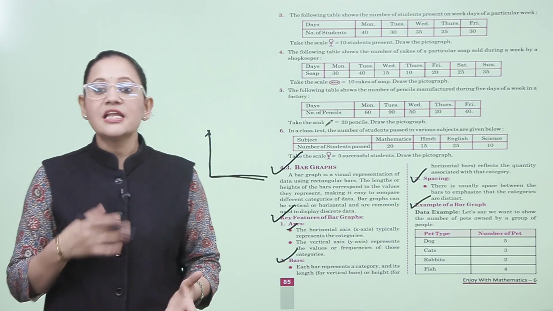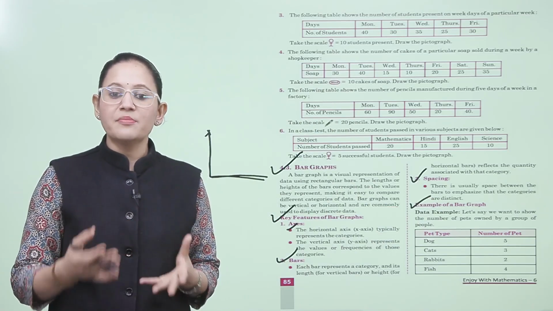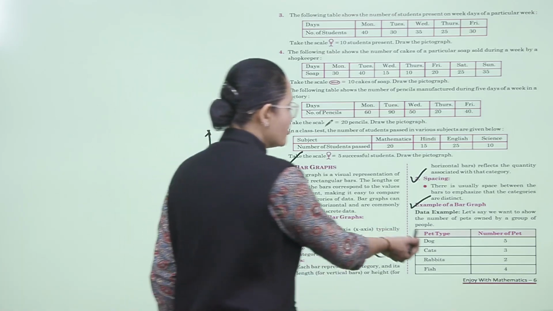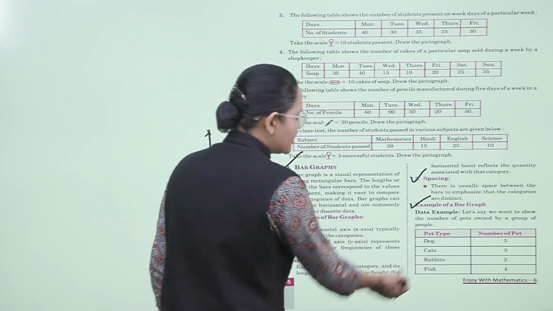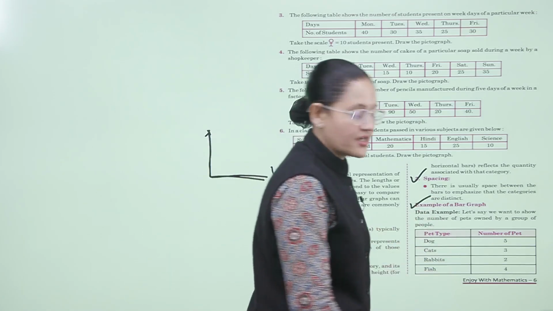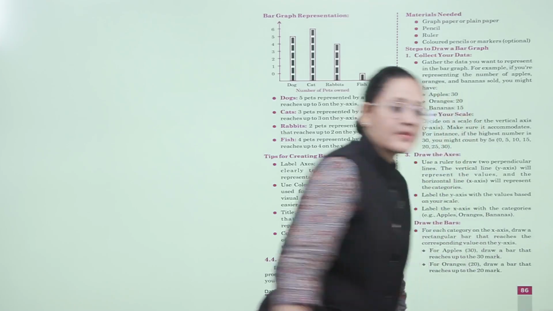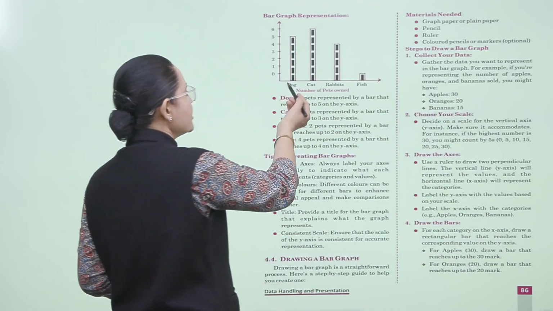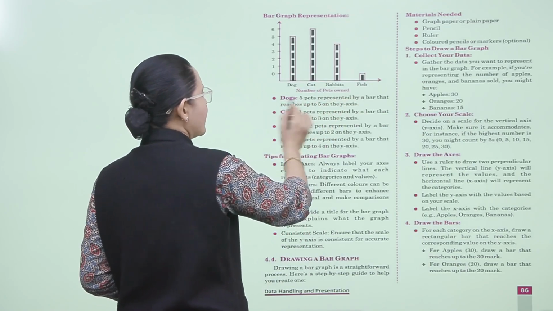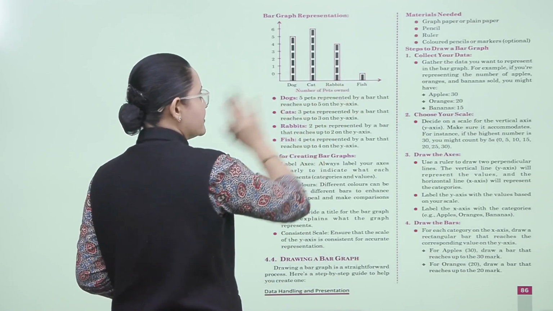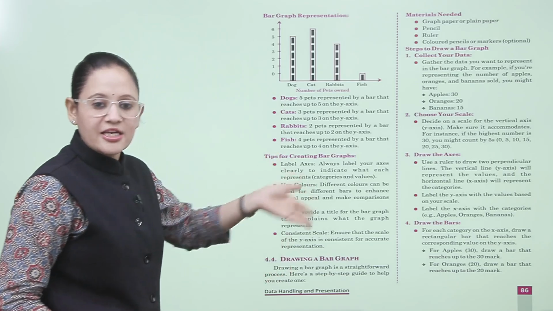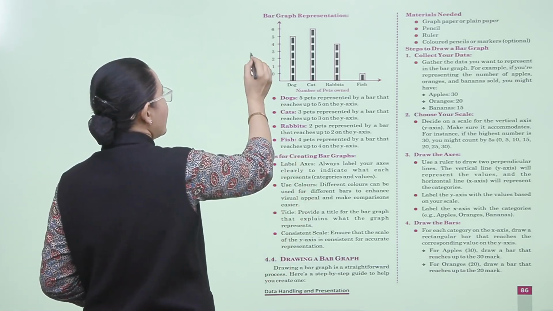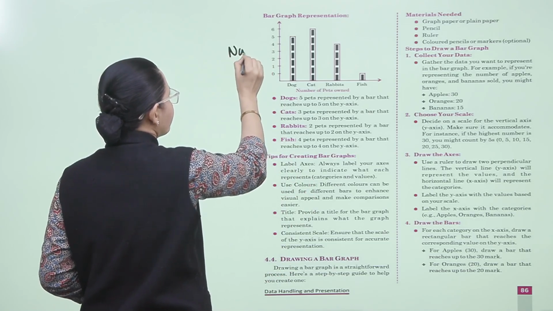Next is example for the bar graph. Data example. Let's say we want to show the number of pets owned by a group of people. Here are the pets: dog, cat, rabbits and fish, and their numbers are given here. Now we have to draw the bar graph. We will take two axes. On horizontal axis we have taken the names of the pets like dog, cat, rabbit and fish, and on vertical axis we have taken the numbers.